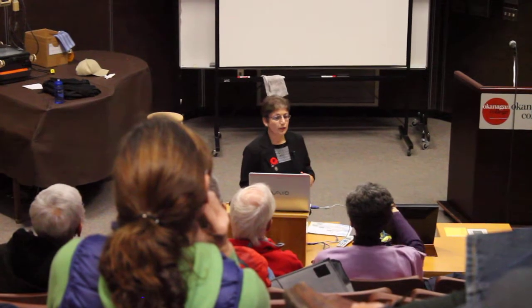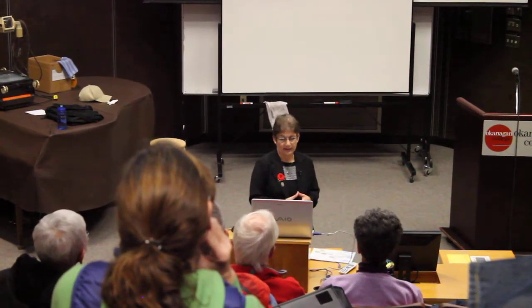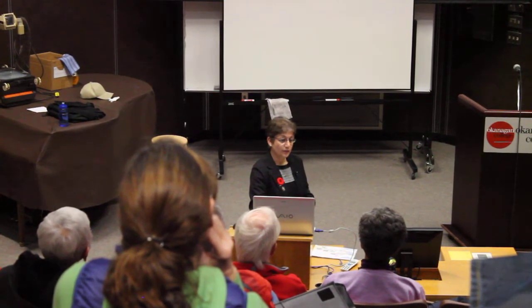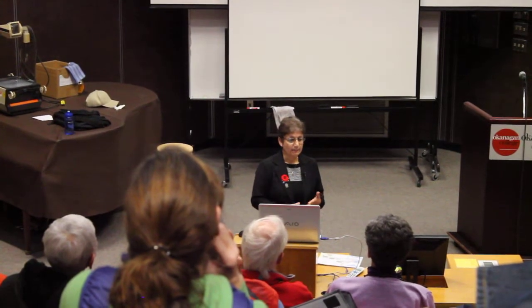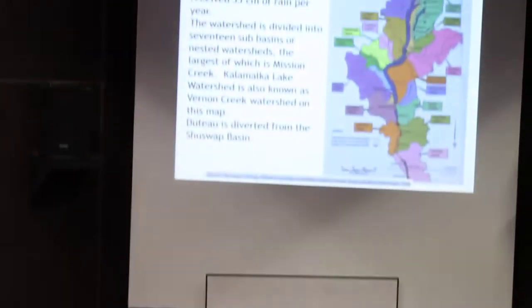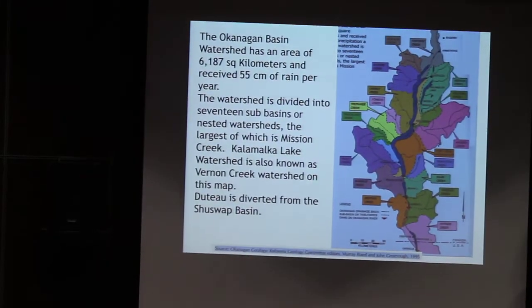So the present-day Okanagan Basin is the driest per capita water basin in Canada. And this is what the basin looks like. You can see Okanagan Lake. And the watershed area is 6,187 square kilometers, and it receives 55 centimeters of rain per year. The watershed is divided into these 17 sub-basins, or nested watersheds, the largest of which is Mission Creek.